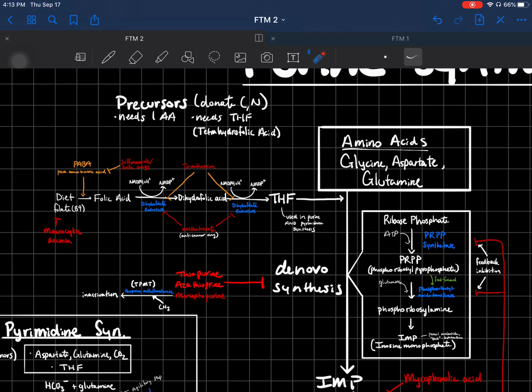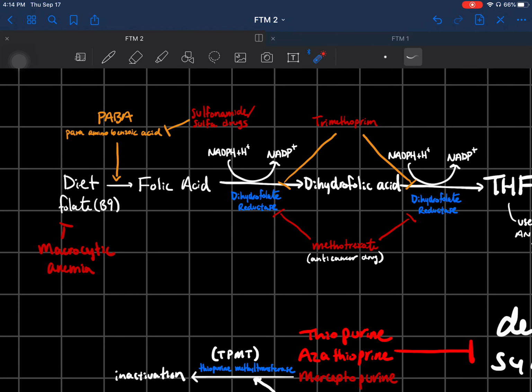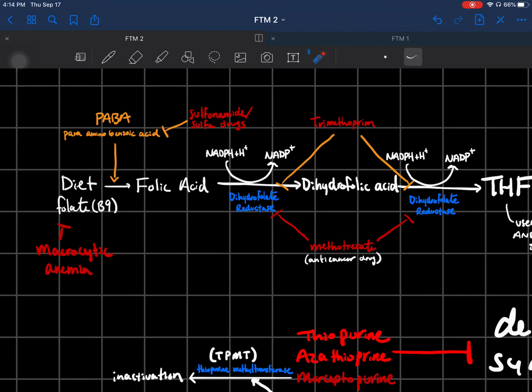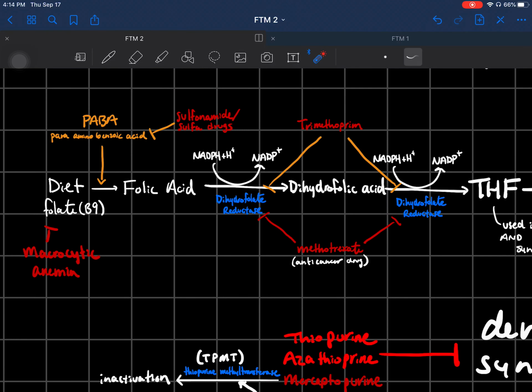All right, and now for synthesis of tetrahydrofolate, for eukaryotes, which is us as humans, we're going to receive it from our diet. So we're going to receive it in the form of vitamin B9. It's going to be turned into folic acid in our gut, in our stomach, and then we're going to use this enzyme called dihydrofolate reductase, which is going to reduce folic acid into dihydrofolic acid and then tetrahydrofolic acid. Okay, and that's going to be inhibited by a drug called methotrexate, and this is going to be an anti-cancer drug.